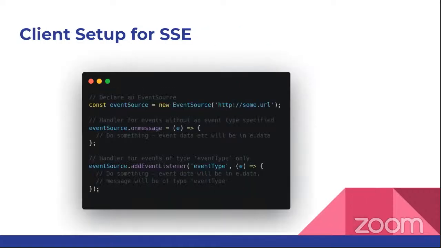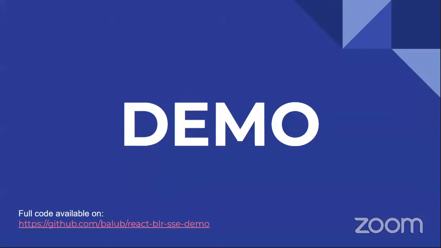And in the client end, it's literally this simple. You just set up a new event source, and then you listen to events from the stream, and depending upon the event type, you perform a particular action on it. So it's literally this simple to have SSE set up. So yeah, I'll just very quickly move on to the demo.